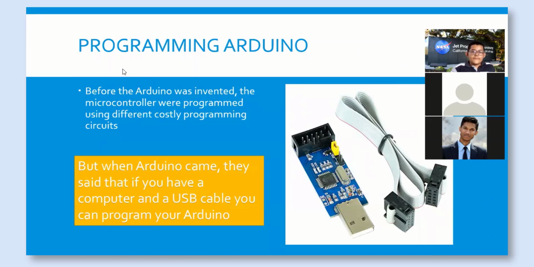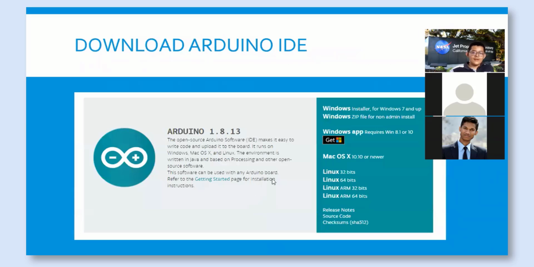So programming the Arduino: before the Arduino was invented, the majority of microcontrollers were programmed using different costly programming circuits like this one I have shown in the picture. But when Arduino came, they said that if you have a computer and a USB cable, you can program your Arduino. And downloading the IDE is also very simple. You just have to go to arduino.cc and then download the software. It is available on every platform like Windows, Mac OS, and Linux also.